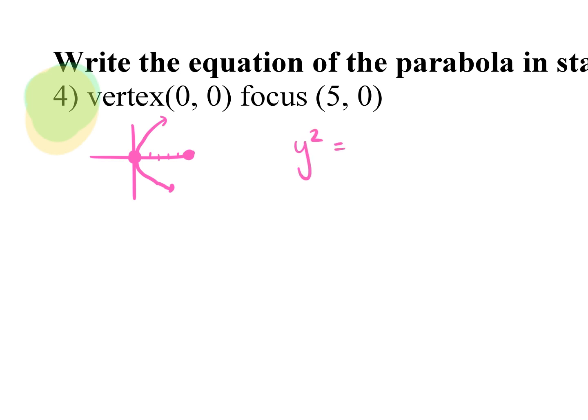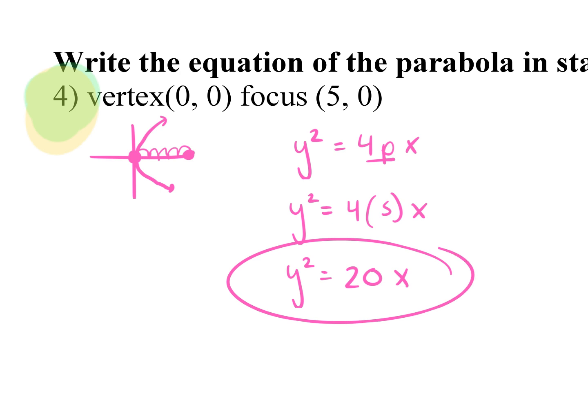So we have y^2 = 4px. We need to find what our p is. p is the distance from the vertex to the focus, which is 1, 2, 3, 4, 5. So y^2 = 4(5)x. And since it opens to the right, is p positive or is p negative? Positive. It opens in the positive direction, so p would be positive. So y^2 = 20x. This would be our equation.